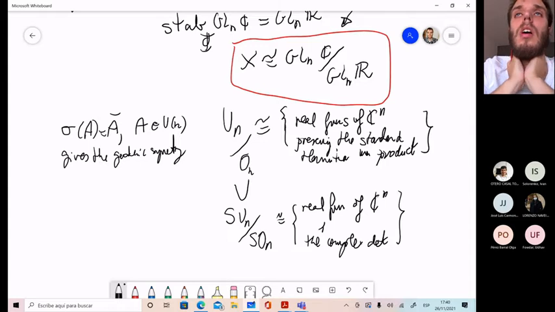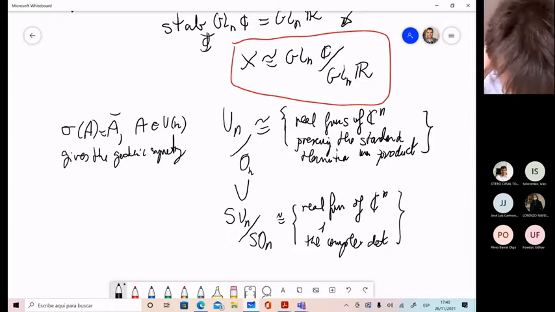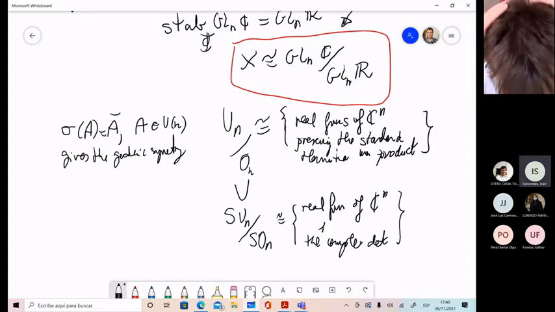Let me... Can you say again, please? The fact that these real forms should preserve the standard Hermitian inner product is equivalent to saying that they lie in U(N) as maps of C^n to itself. But every unitary map is C-linear, which a real form cannot be. Yeah. So maybe they preserve the Euclidean inner product, which is the real form of the Hermitian inner product.